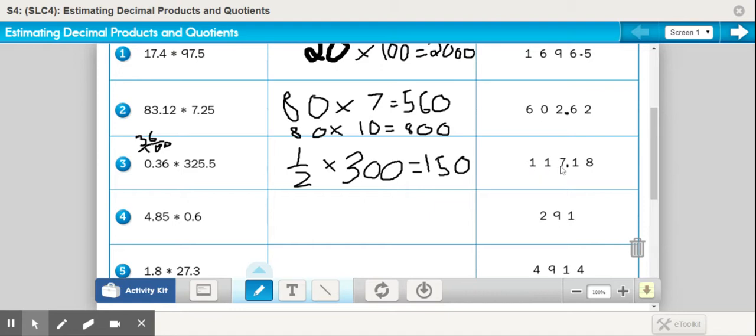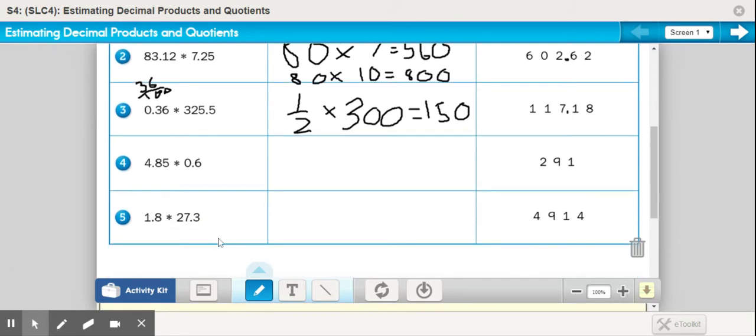I have 117 and 1800ths. Is that close to 150? Absolutely. If it was not, then that should tell you, uh-oh, I need to go back and check my work. Make sure I place the decimal right. Make sure I multiplied correctly.